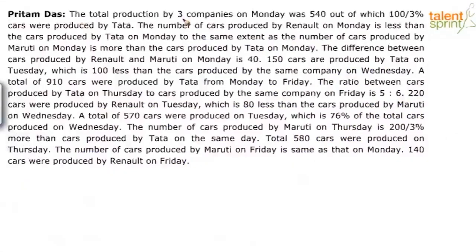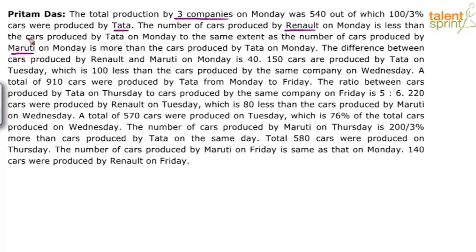The total production by 3 companies on Monday was 540, out of which 100 by 3 cars were produced by Tata. The number of cars produced by Renault on Monday is less than the cars produced by Tata on Monday, to the same extent as the number of cars produced by Maruti on Monday is more than the cars produced by Tata on Monday. So he's talking about cars produced by 3 companies, and the 3 companies that we can see here are Tata, Renault, and Maruti.